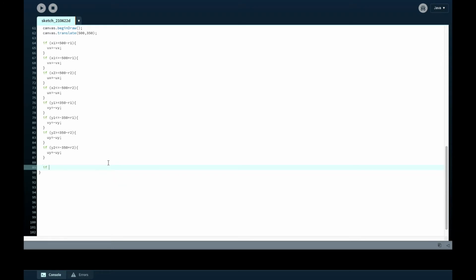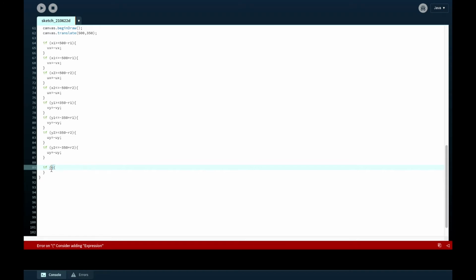So we have if, and this if statement is going to be quite long. So this if statement here describes the condition for which two balls have collided. And how you could imagine it is that we could define the condition for the collision between two objects by the position of their centers.